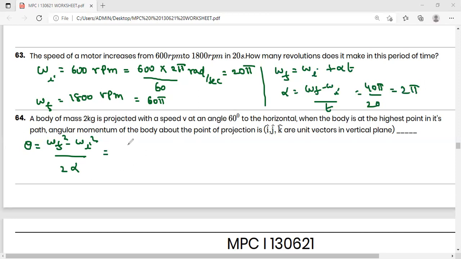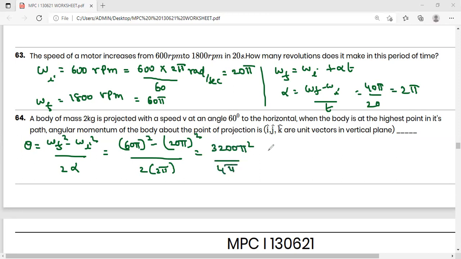So if you substitute all these values here, omega final square, in the sense 60 pi whole square, minus 20 pi whole square, by 2 into alpha, which is 2 pi. Now 60 square is 3600 pi square minus 400 pi square. Total it is 3200 pi square by 2 into 2 pi, that is 4 pi. So 32 by 4 is 8 only, na? 800 pi. Theta is 800 pi, but you have to calculate the number of revolutions, number of rotations.